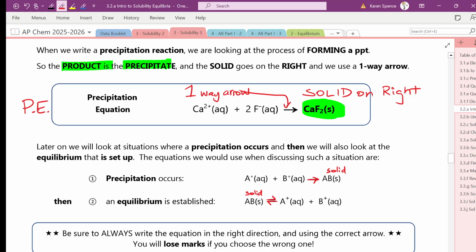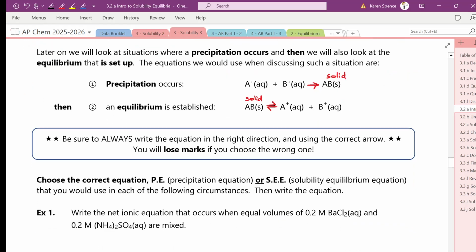Because if we want the two-way arrow, we're going to be using Ksp, and that's by standard the solid on the left. So be sure when you're writing the equation that you are always choosing the correct equation, which is going to include the correct direction, solid on the left or solid on the right, and using the correct arrow: equilibrium arrow for the S.E.E., one-way arrow for the P.E., precipitation equation. You will lose marks if you choose the wrong one. So we're going to spend a little bit of time just seeing if we can pick the correct equation.